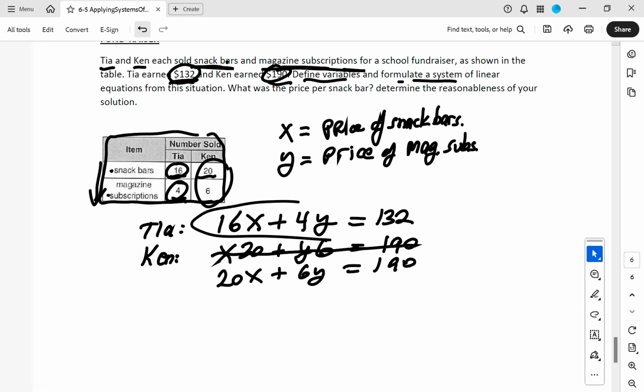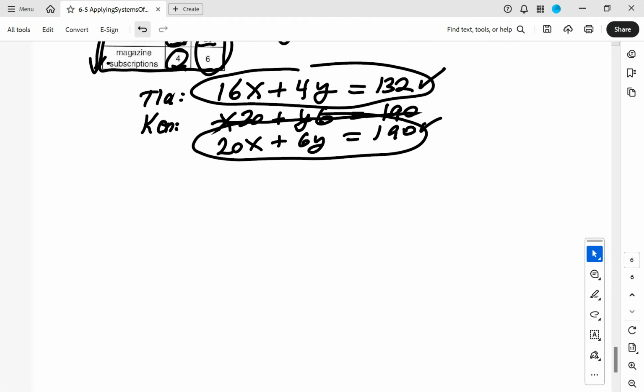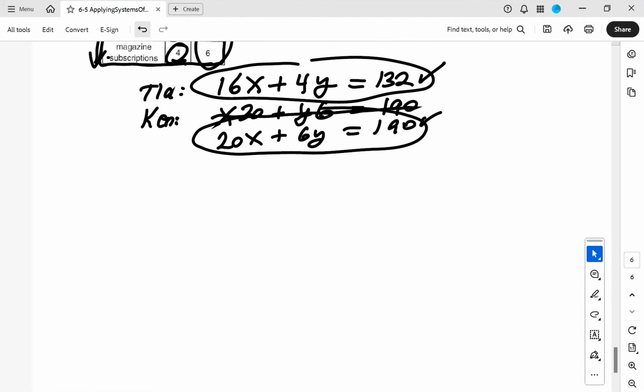So we have this equation, and we have now done the first part, which is to write a system of equations. But now we're going to need to solve it. This is one of those where substitution doesn't look good and graphing looks even worse. So let's write the two of them out here first. 16x plus 4y equals 132. 20x plus 6y equals 190.